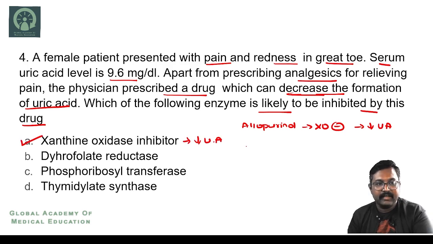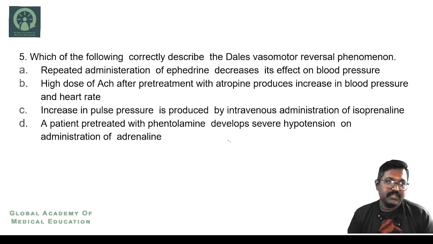Is that clear? Fine. Next question, coming to the fifth question: which of the following correctly describes Dale's vasomotor reversal phenomenon? What happens in Dale's vasomotor reversal phenomenon is when we take the systolic blood pressure graph and the diastolic blood pressure graph.